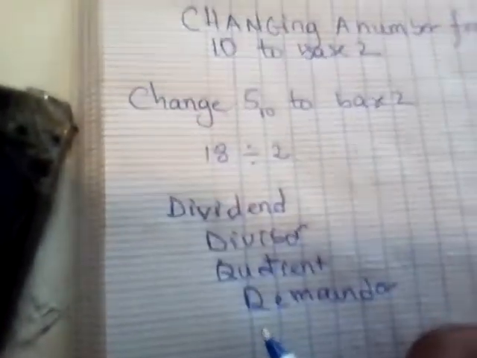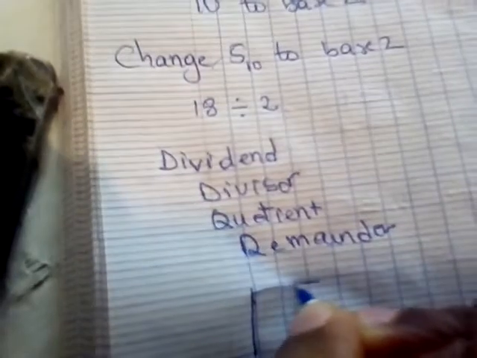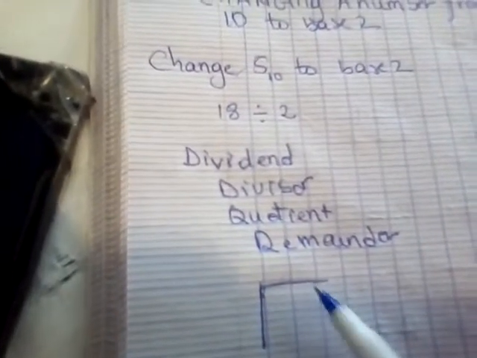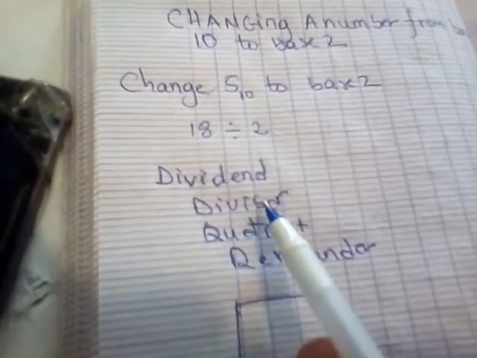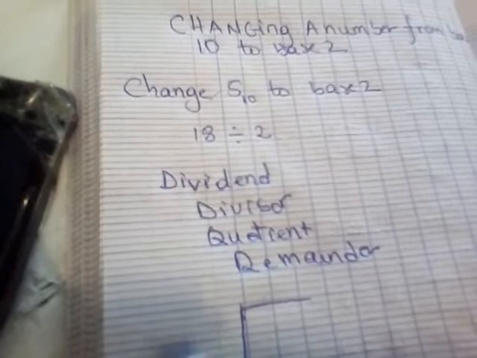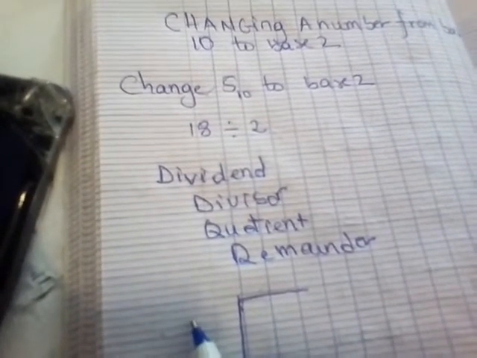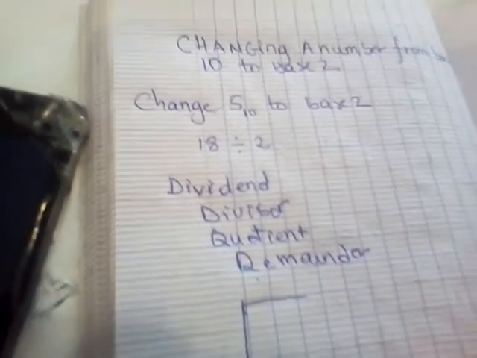And then we most times use this way of dividing. So when you do this, you are trying to divide in a manual way. What comes in the box is the dividend, and what comes on the left is the divisor. When you are performing the operation, what comes here is the quotient, and at the end, sometimes a remainder.